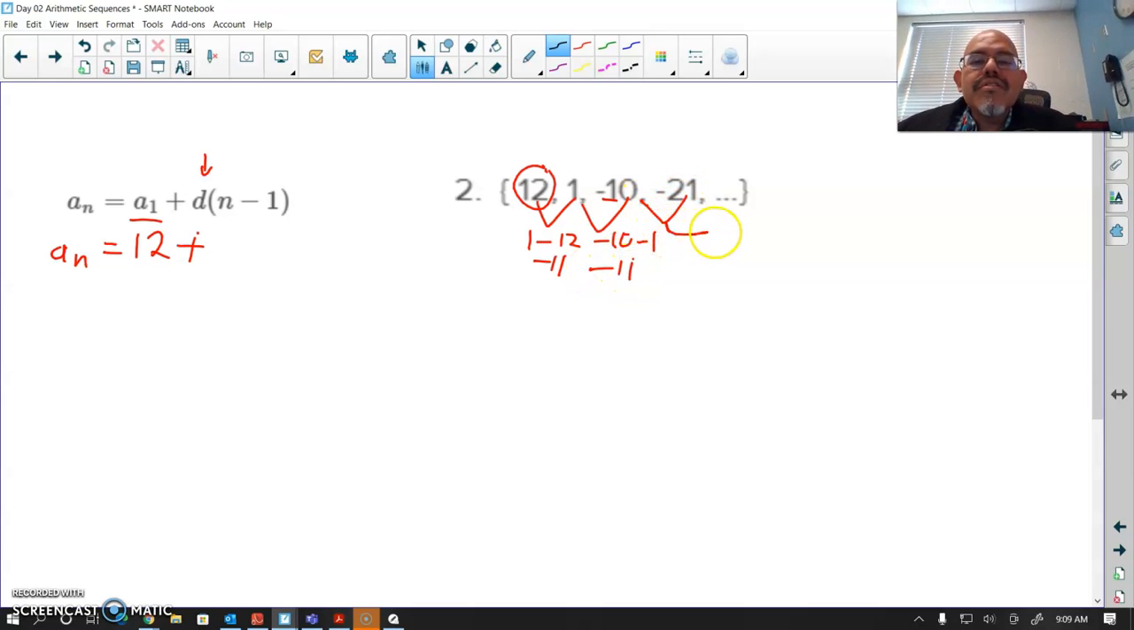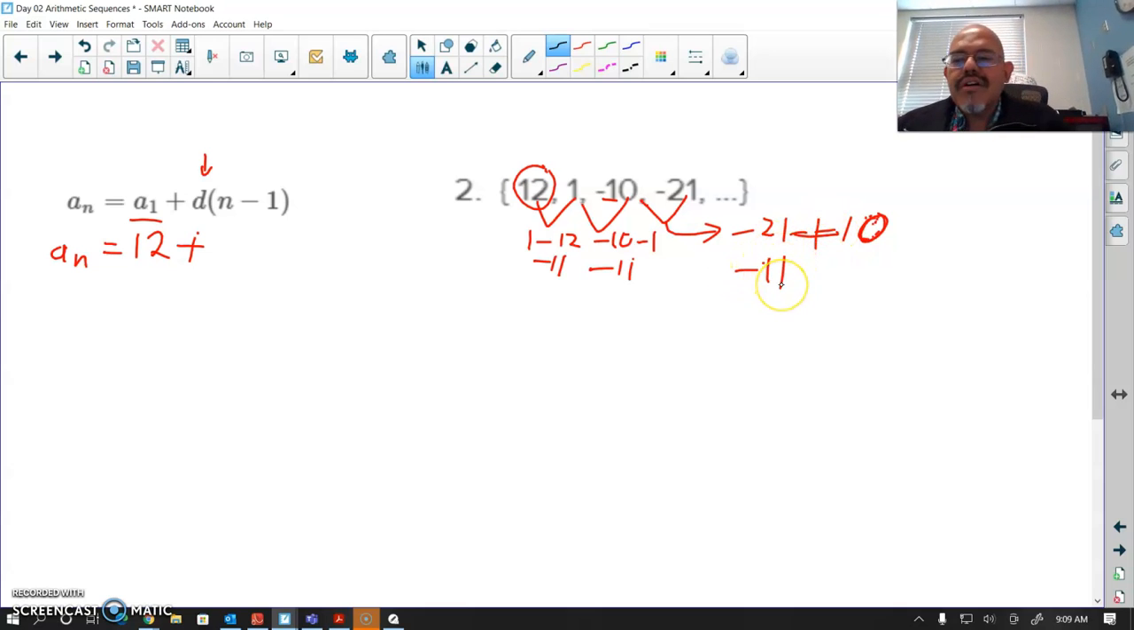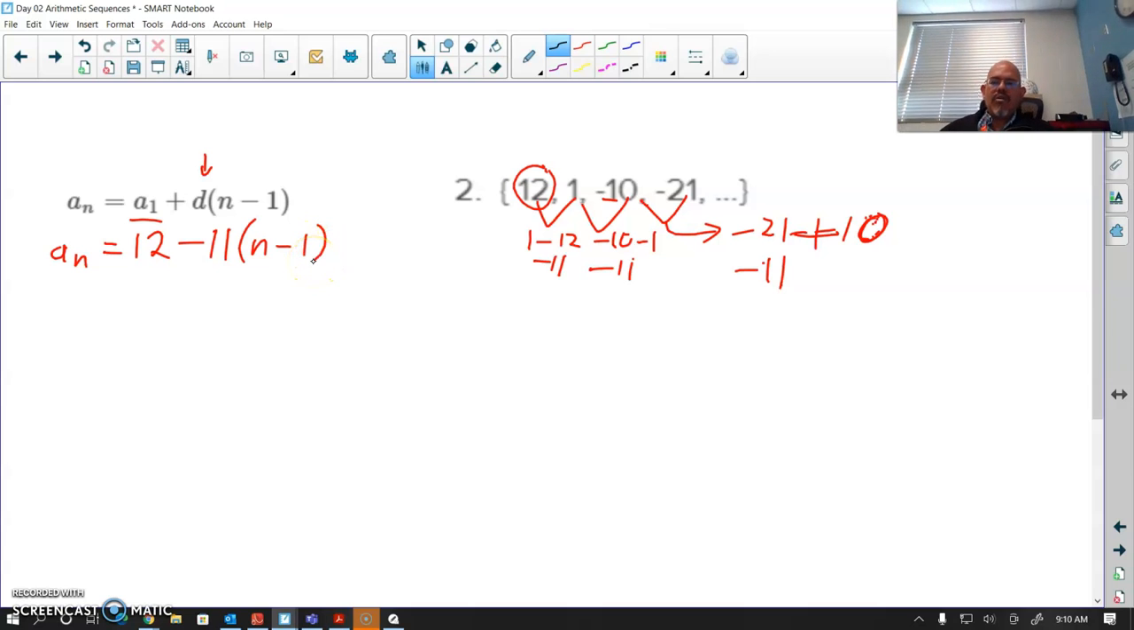And this one also, let's just do this as a check: negative 21 minus negative 10. Minus a negative gives us a positive, so that's going to be negative 11. So our common difference is negative 11. Then instead of plus d, it's going to be minus 11 times n minus 1. And that's it. That is our explicit form.